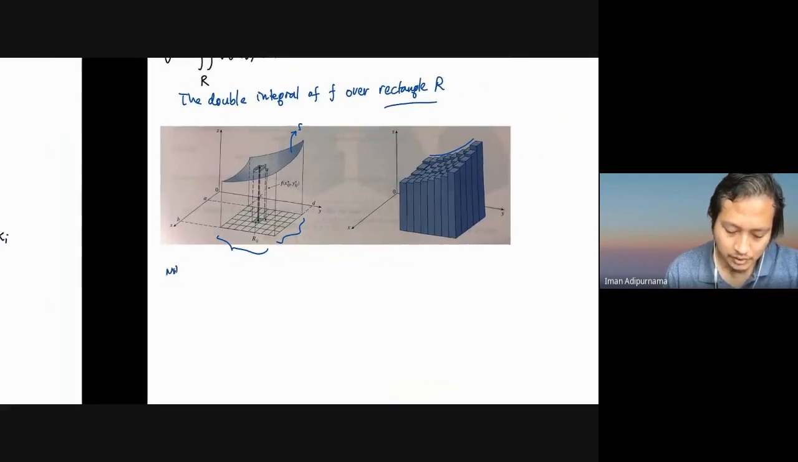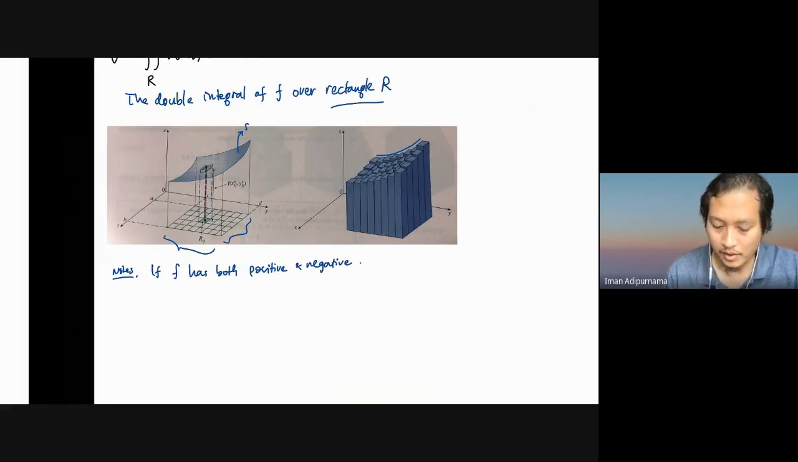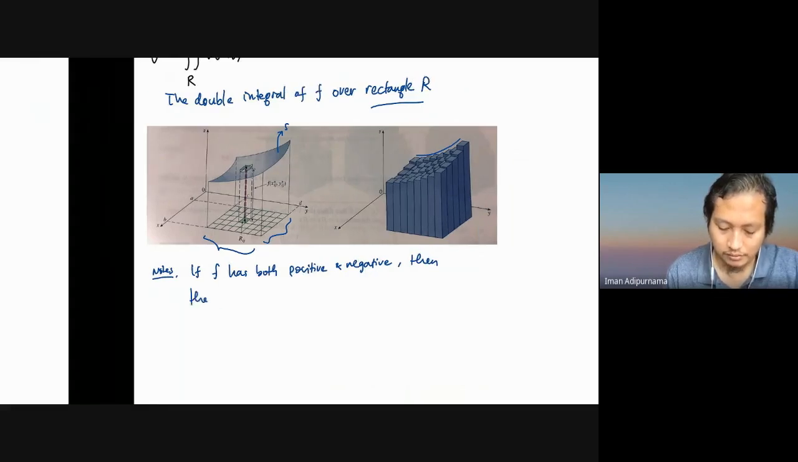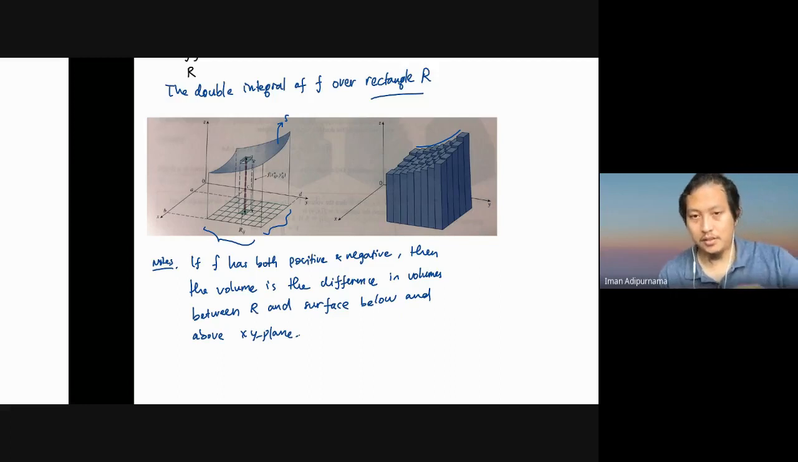Let me also add some notes here. If f has both positive and negative values, and it's possible, it's not necessarily always positive, then the volume is the difference in volumes between R and the surface below and above the xy plane. So it's basically a subtraction between those two.